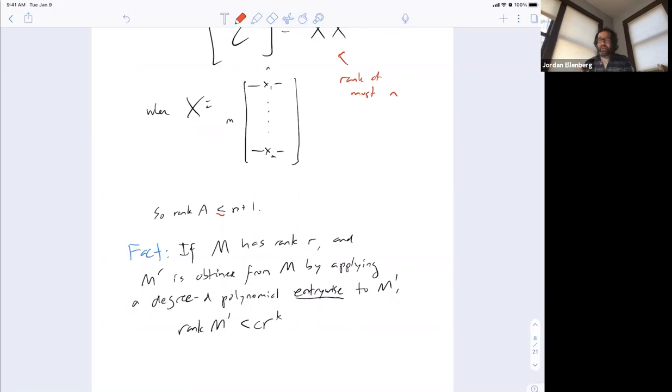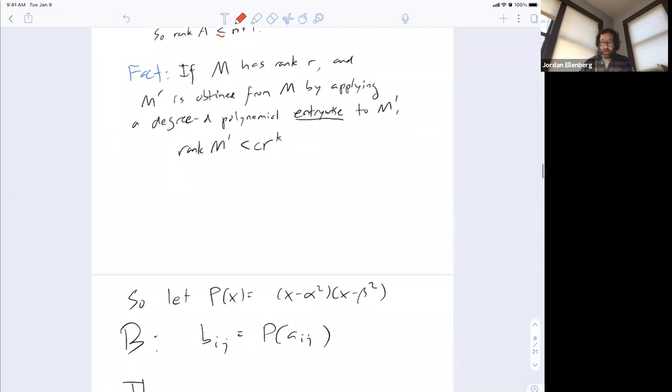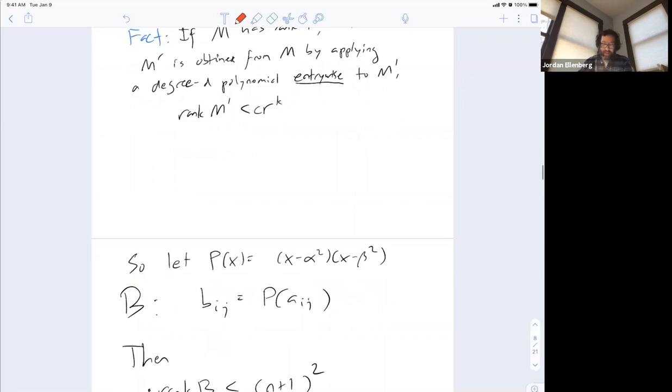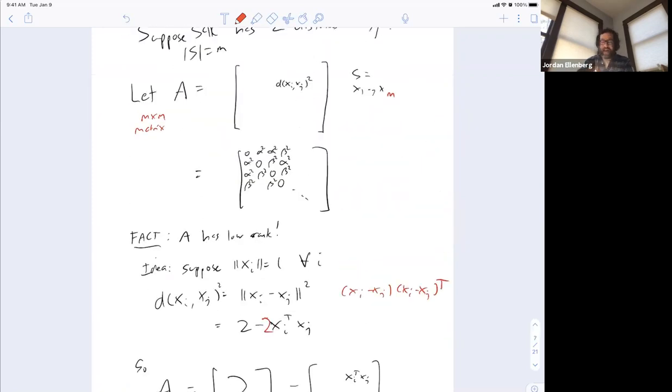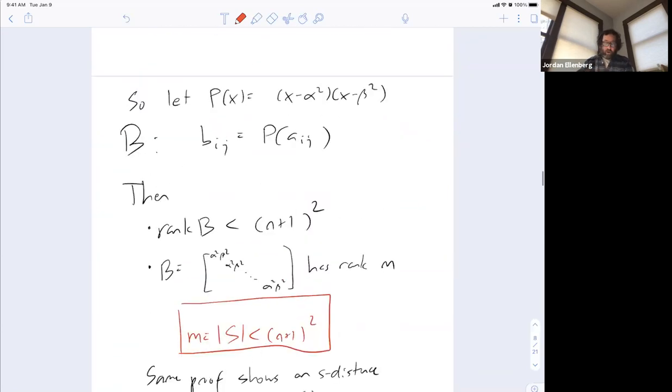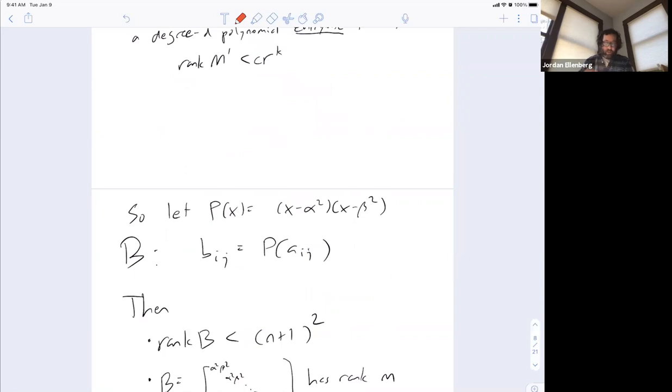So what polynomial am I going to use? Well, it's very carefully chosen. I'm going to take the polynomial (x minus alpha squared) times (x minus beta squared). That's a perfectly good degree 2 polynomial. And if I apply that to the entries, I get a matrix B. And now, finally, I'm going to use the fact that my set had this special 2-distance structure, because if you go back and look at what this matrix was, all of its entries, except for the diagonal, were either alpha squared or beta squared, which are the roots of this polynomial.